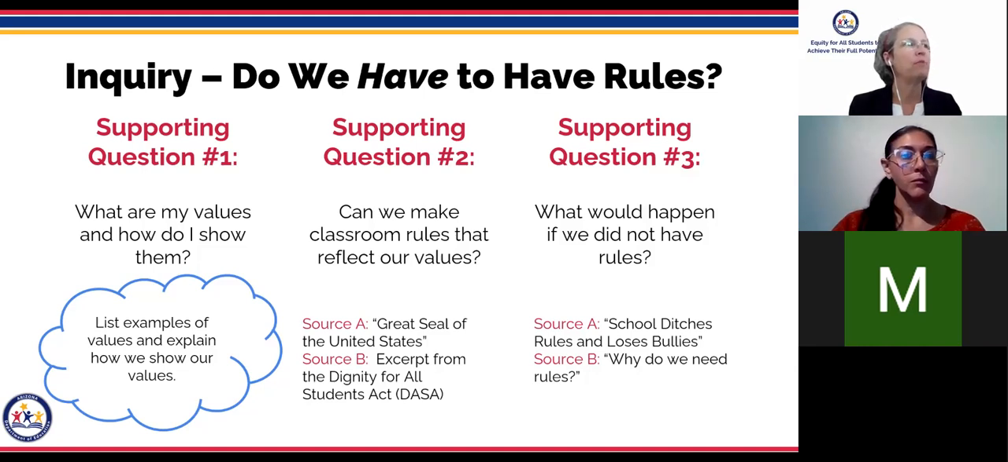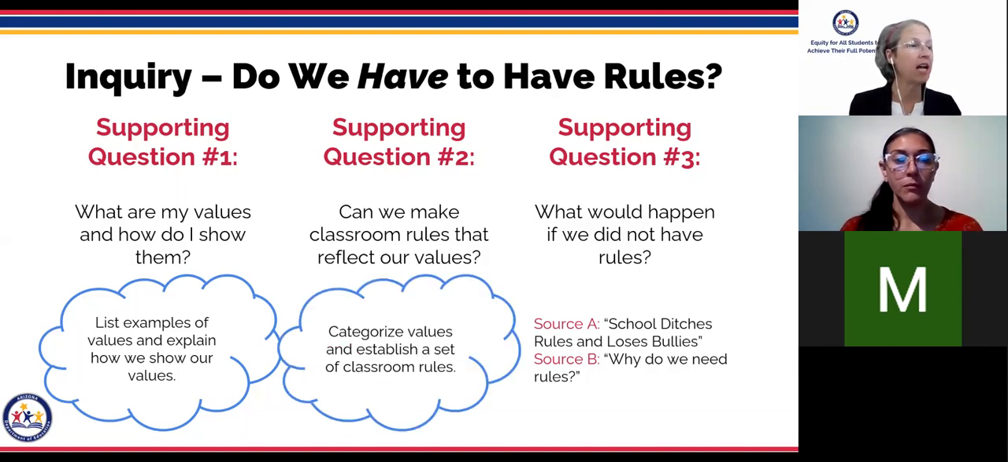Then you do supporting question number two: can we make classroom rules that reflect different values? And so you see source A would be an image, which is the Great Seal of the United States. So all the different pieces of it with the eagle and the arrows and everything that's in there, what do each of those things mean? Which is great, going over American symbols. And then you also have an excerpt from the Dignity for All Students Act that you read to your kids and then discuss. And then the formative assessment that this inquiry takes you through is to then categorize values and establish a set of classroom rules.